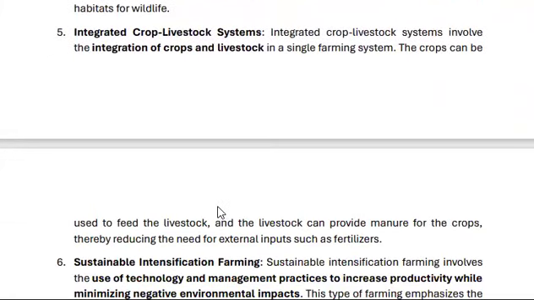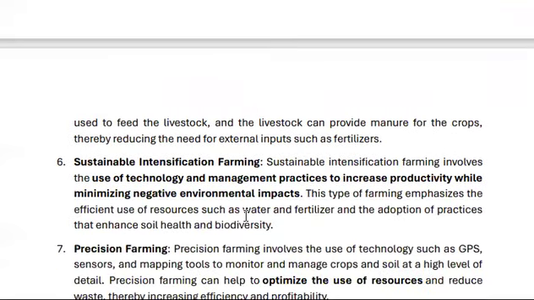Six, we have sustainable intensification farming. So dito, we utilize technologies and management practices, but at the same time, we try to minimize the negative environmental impacts. So we try to use technologies, but we make sure that we are not causing detrimental factors to our environment.